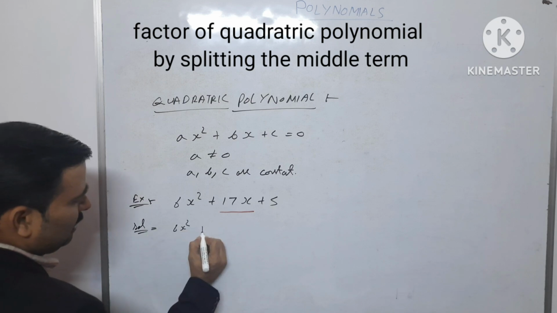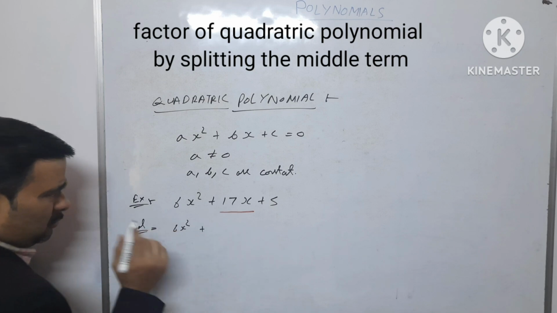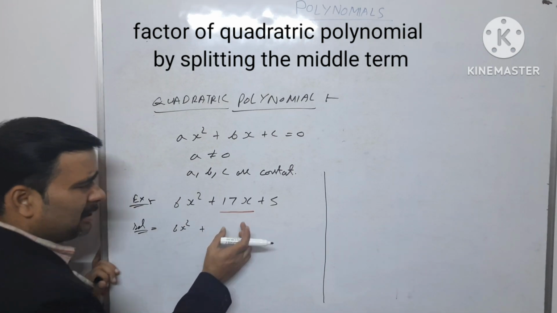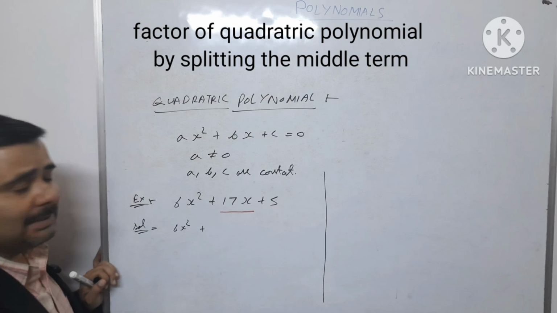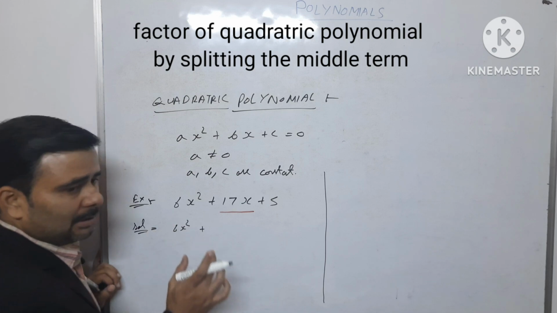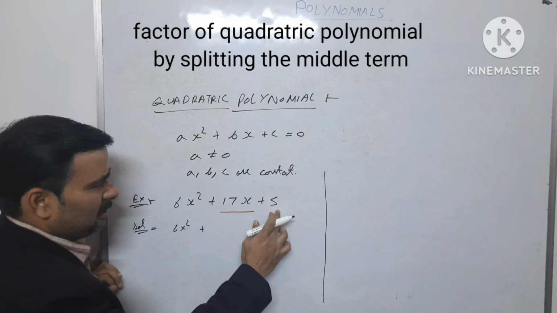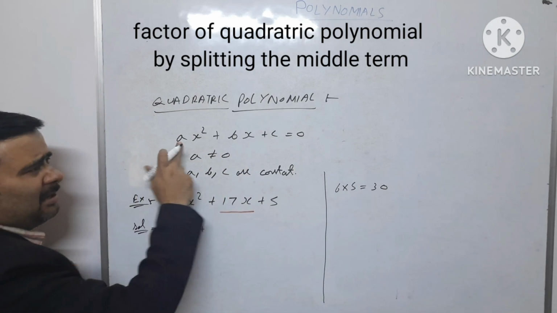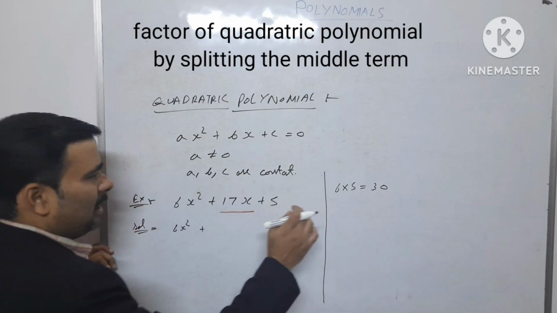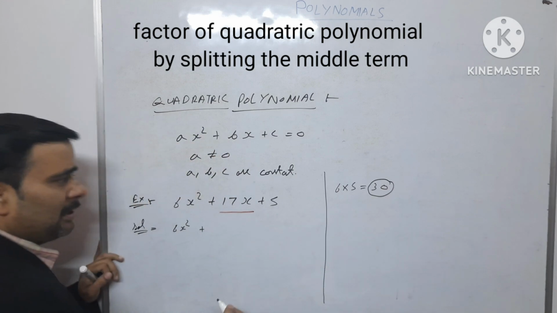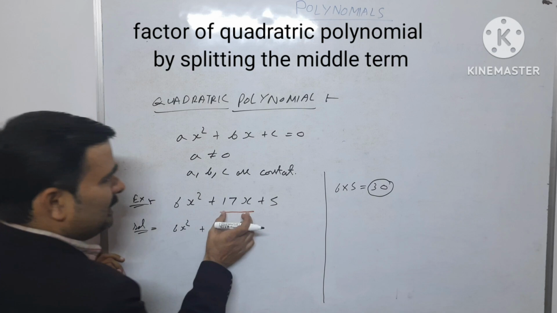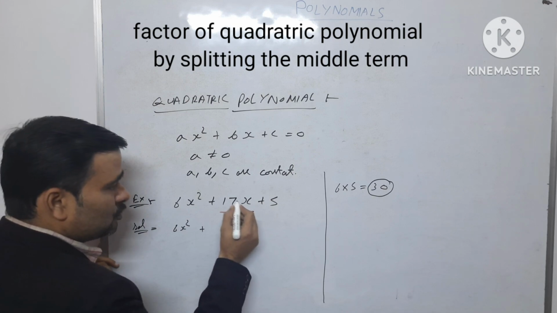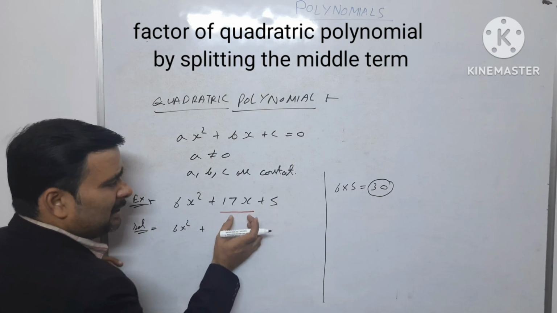Here we can write 6x square plus, and for the middle term, a method exists: we will find terms whose product equals the product of the first and last terms. Suppose we multiply 6 by 5, that is a times c, we will get this value, and the two terms we choose should multiply to that value, and after adding or subtracting they should give the middle term.